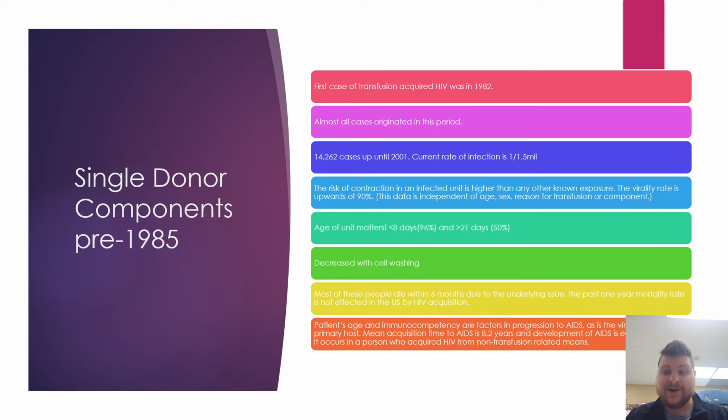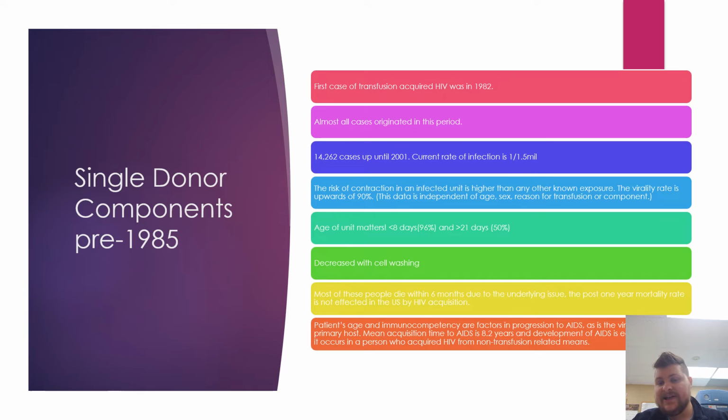Just think about that for a minute. 90%. 90% of these people that get this rare unit are going to get this disease. This data is independent of age, sex, reason for their transfusion, or the component type that is transfused. It is not. Yeah. The age of the unit matters.